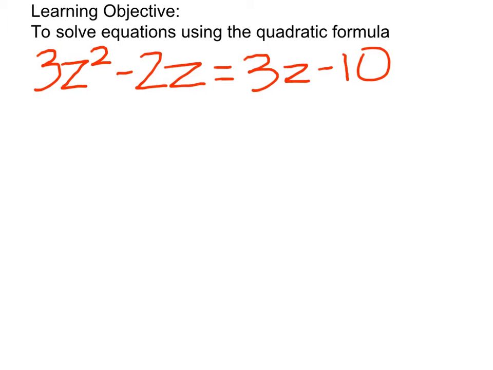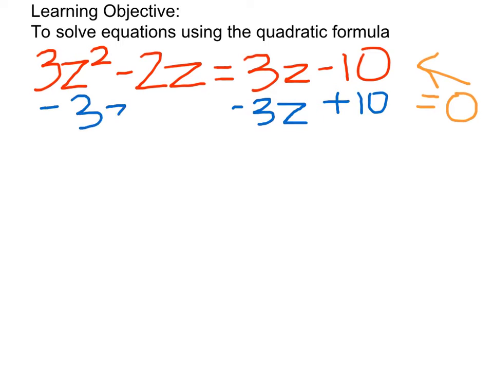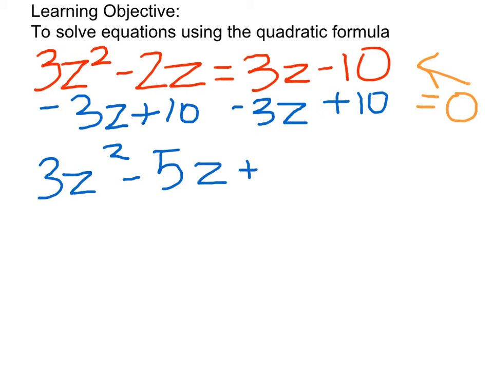So the first thing that we want to do is make this side of the equation equal 0. To make this equal 0, I'm going to add 10 and subtract 3z from both sides. So minus 3z, add 10. When I do that, my equation becomes 3z squared minus 5z plus 10, which equals 0.